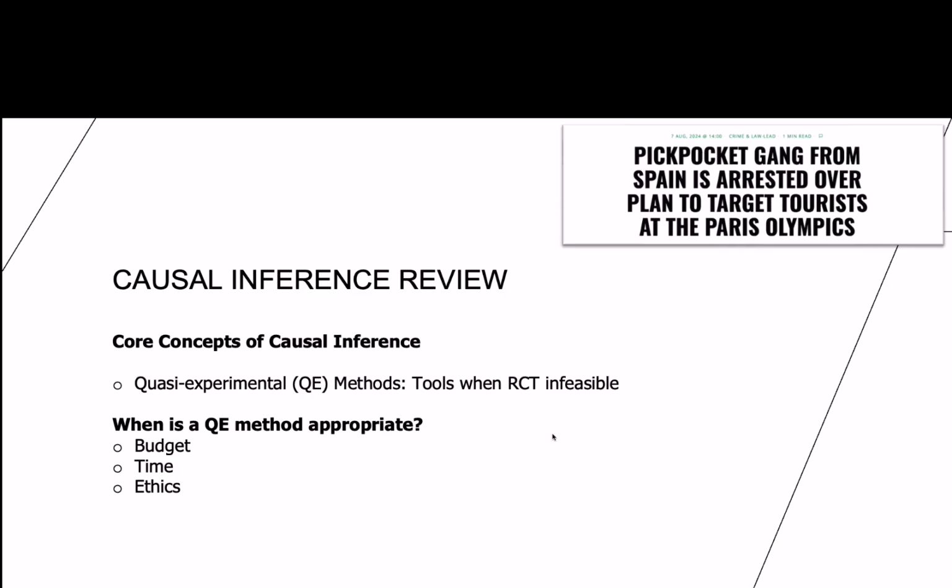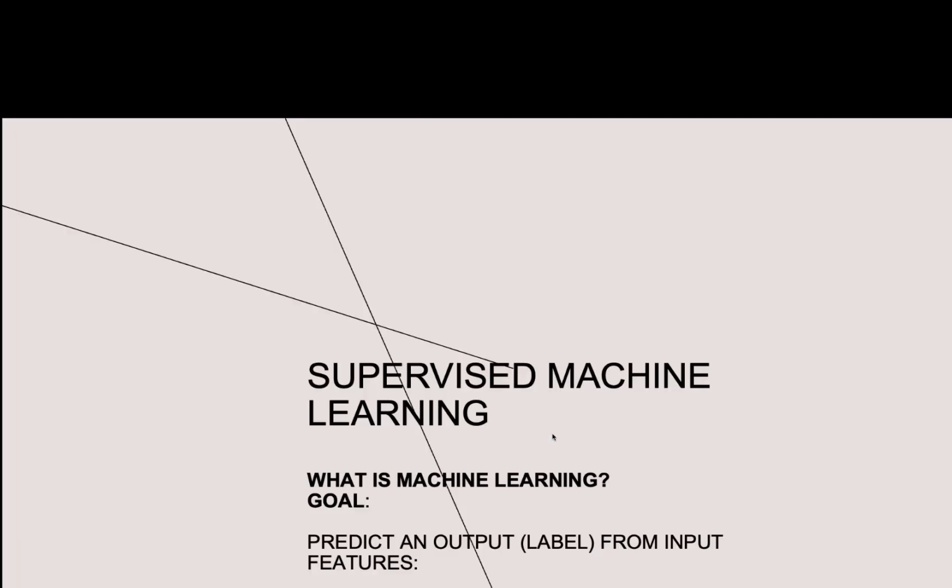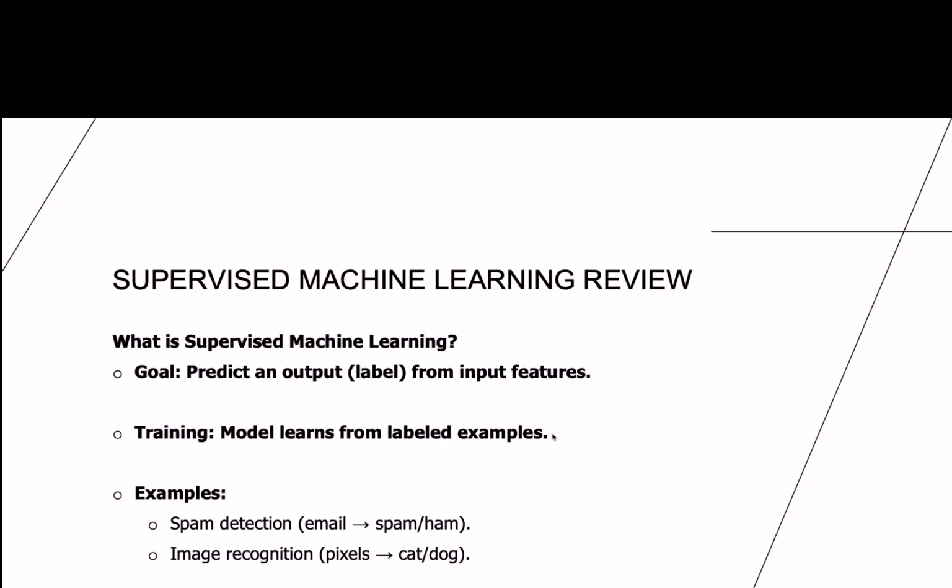Randomized controlled trials are powerful, but not always practical. It's unethical to assign harmful treatments, and in business settings, randomized controlled trials can be costly, slow, or easily disrupted by operational noise. That's where quasi-experiments come in. Methods like propensity score matching and inverse probability weighting help us estimate causal effects when we can't randomize. Before applying those tools, let's revisit quickly the basics of supervised machine learning.